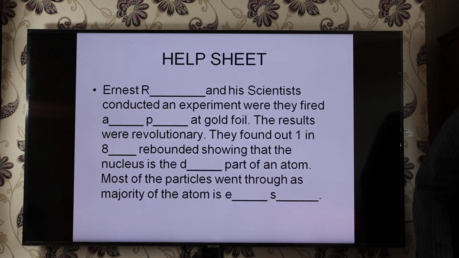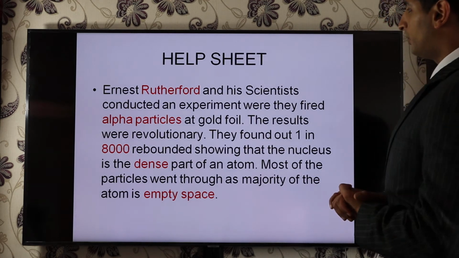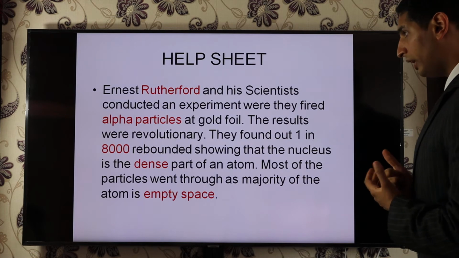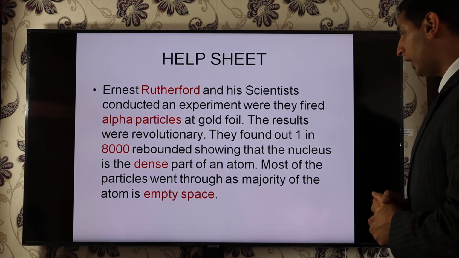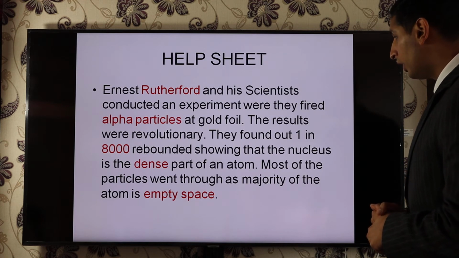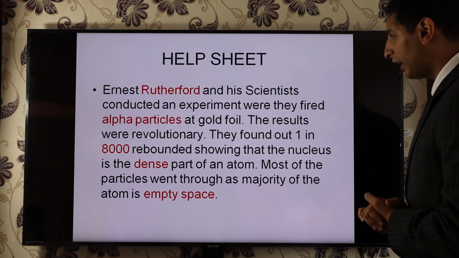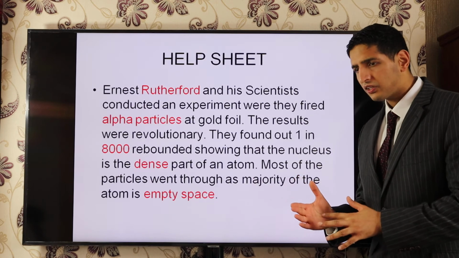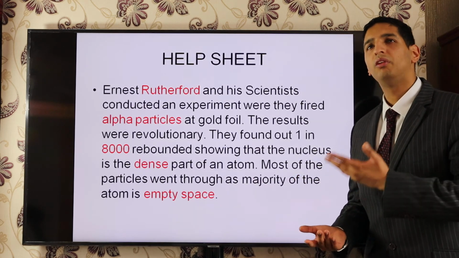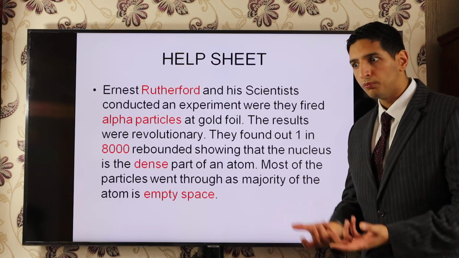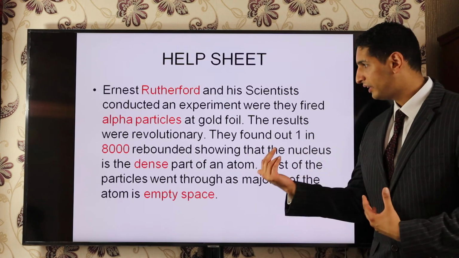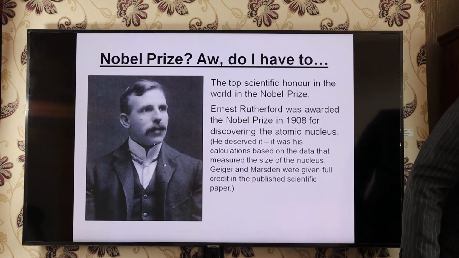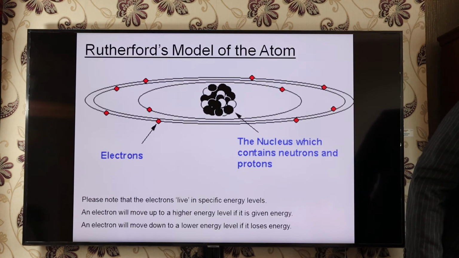So this is what happened. Ernest Rutherford and his scientists conducted an experiment where they fired alpha particles at gold foil. The results were revolutionary. They found 1 in 8,000 rebounded, showing that the nucleus is the dense part of an atom. Most of the particles just went through, as the majority of the atom is empty space. Now we know the differences between the atoms. It wasn't until later that Chadwick discovered the neutron, and that's how the new model of the atom came about. At this time there were no neutrons, so you need to remember that. Ernest Rutherford then won a Nobel Prize.